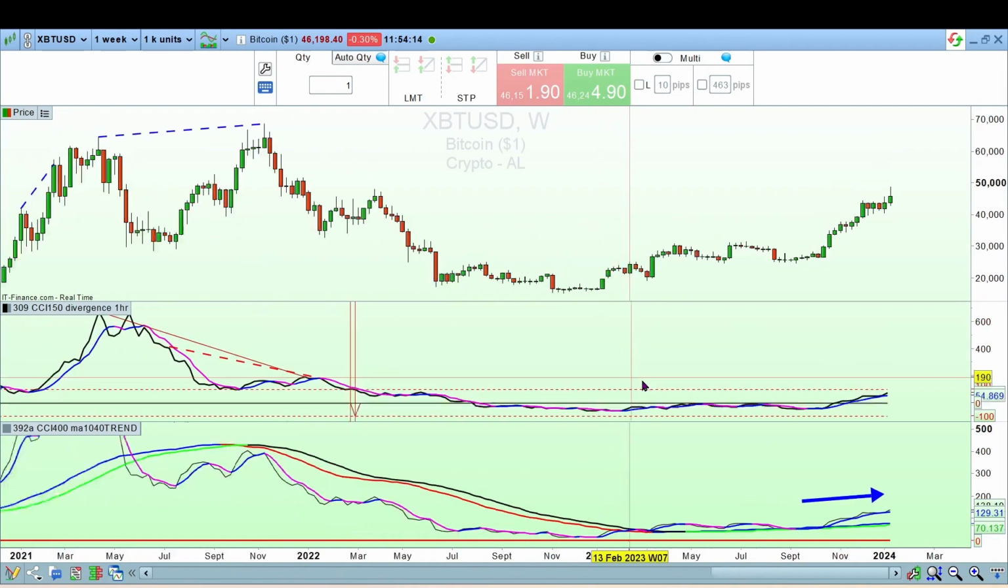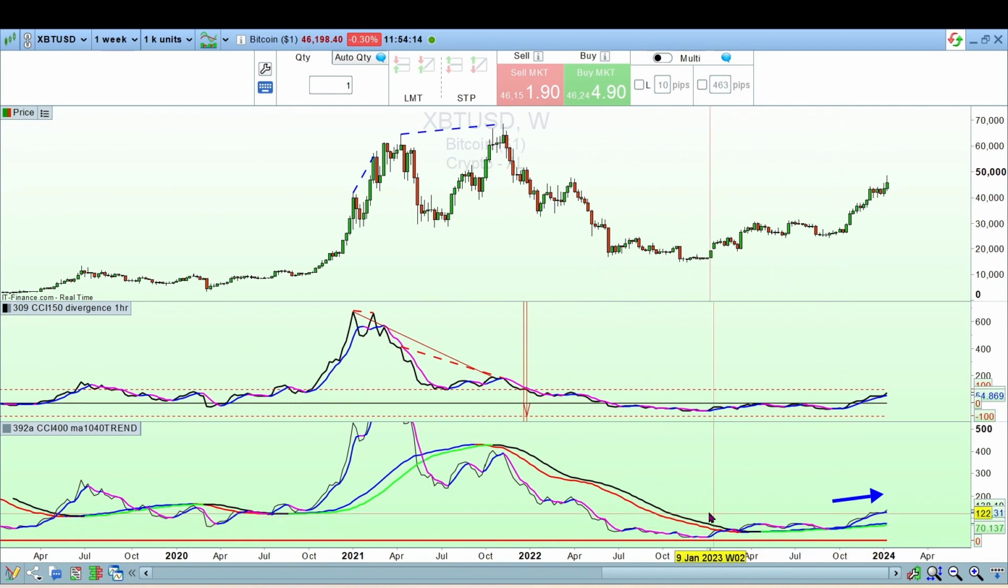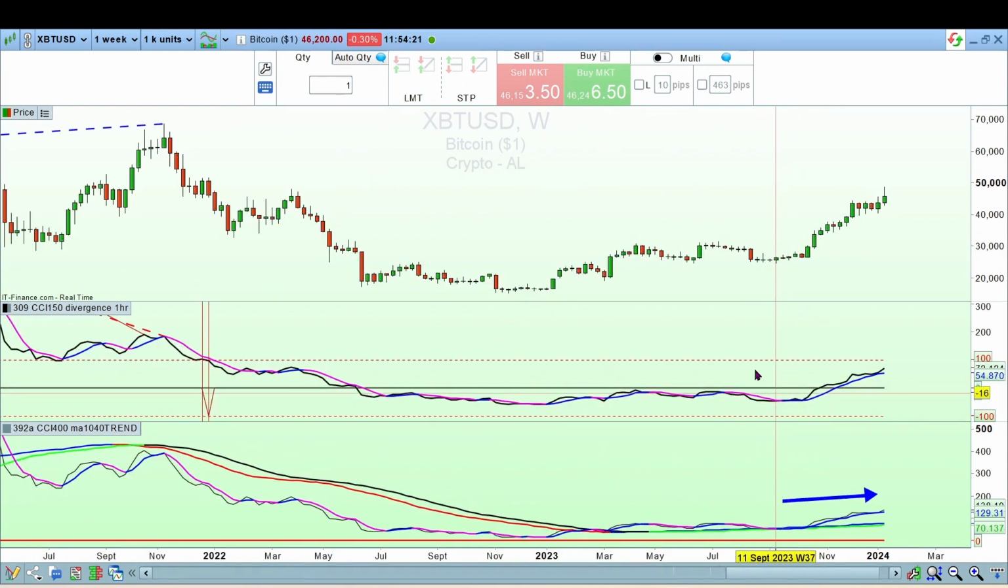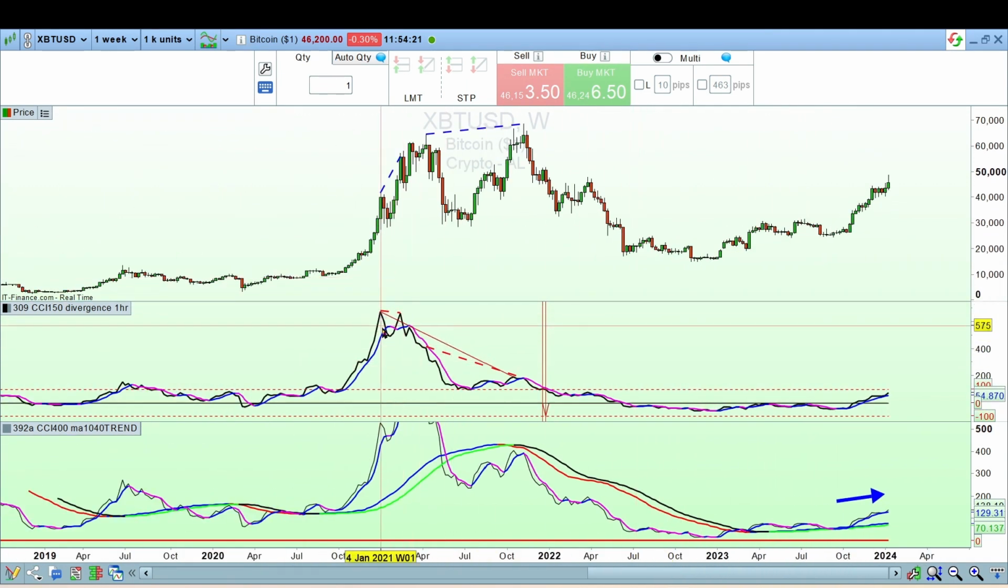So first off on the weekly, you can see our CCI 400, which is our trend indicator, is showing a bullish momentum. The CCI 150, our divergence indicator, is trending in line with the price action. There was a couple of bearish divergences back here historically, back in 2021, and you can see both of those fell off according to the bearish divergence.